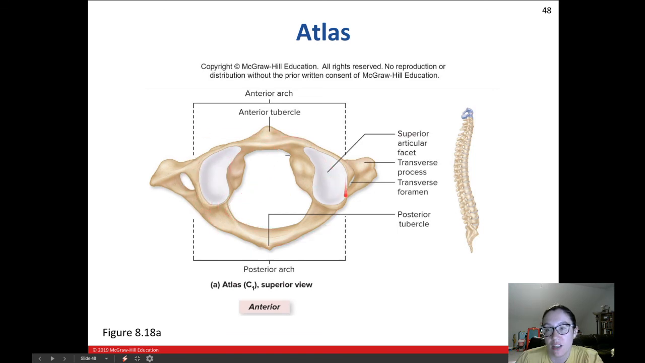Here, this is the superior articular facet that articulates with the occipital condyles. And you can see there are transverse foramen here, and it has a really wide vertebral foramen, but it does not have a body. So it's kind of weird looking right now, but this is going to be sitting right under the foramen magnum.